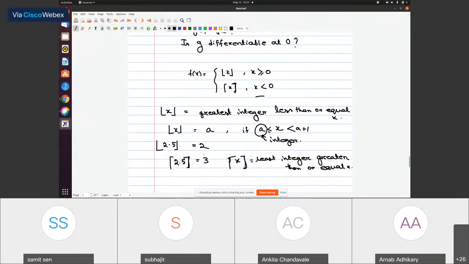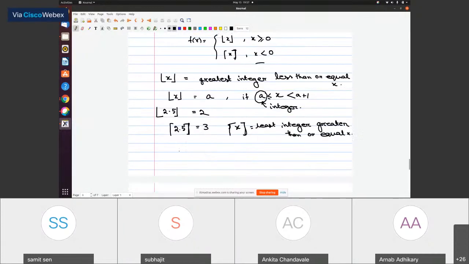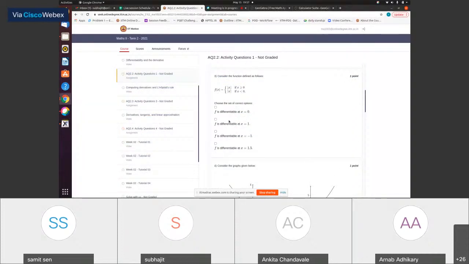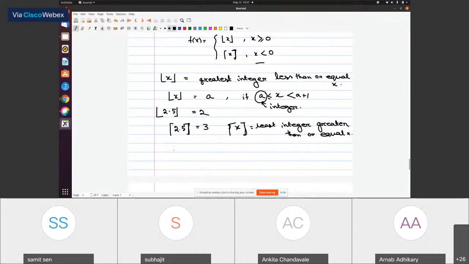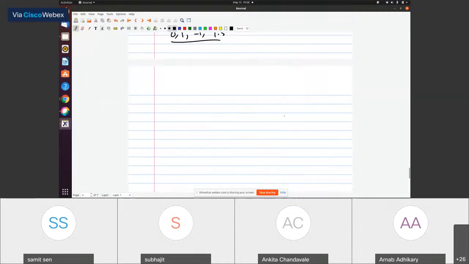Differentiable at x equal to 0, differentiable at x equal to 1, differentiable at x equal to -1, and differentiable at x equal to 1.5. Okay, so there are 4 points: 0, 1, -1, and 1.5. We have to check differentiability at these 4 points, so we'll go by definition.